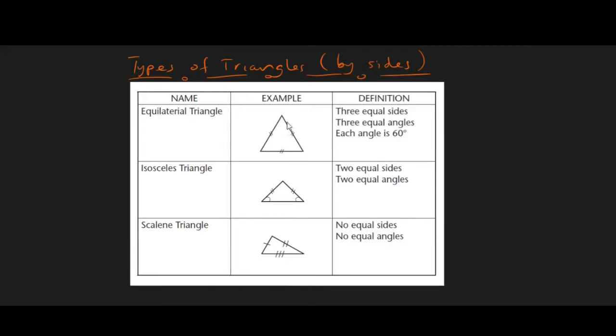So if a triangle has all three sides equal, then it is called an equilateral triangle. If two sides of the triangle are equal, then we call that triangle isosceles. If none of the sides is equal, or it has three different sides, then it is called a scalene triangle.